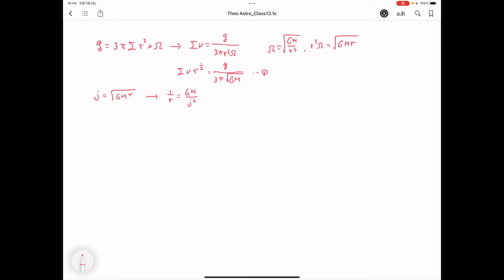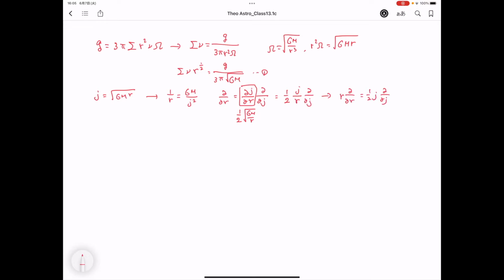Then we'd like to change the partial derivative with respect to r to that with respect to j. So partial r is expressed by using the chain rule: partial j over partial r times partial j. Then we could calculate this is equal to 1/2 square root of GM over r. It becomes 1/2 j over r partial j.